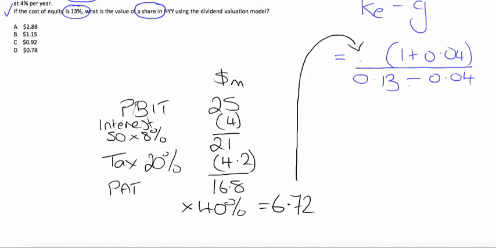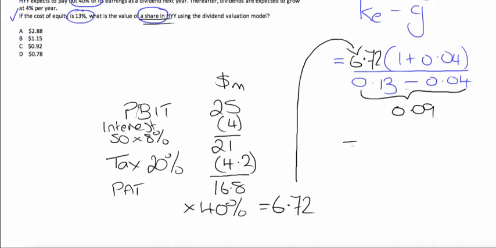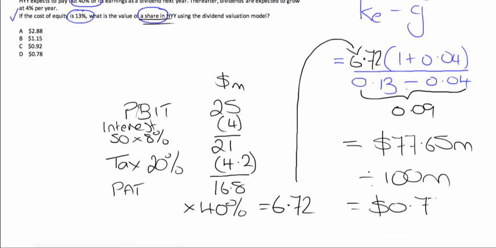This figure can then go into our original formula, and if we multiply this through, keeping in mind that 0.13 minus 0.04 is 0.09, this gives a total value of 77.65 million. And remember, there are 100 million shares, which gives you an individual share value of 0.7765 per share. And to two decimal places, that gives us 0.78, and the correct answer is D.